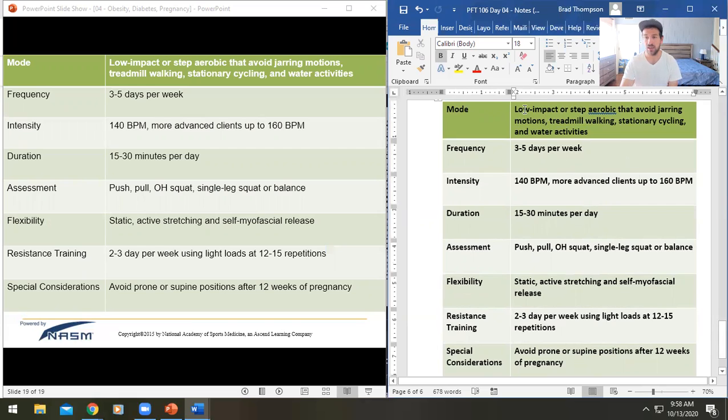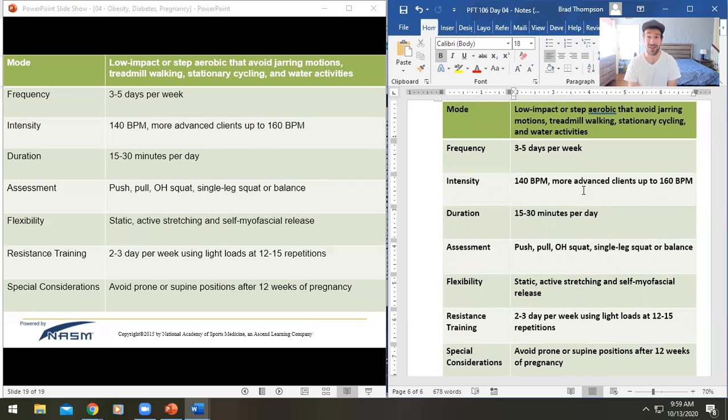Their mode, right? Light and low impact exercises or step aerobics, anything that avoids jarring motions. Box jumps, probably not your best friend during pregnancy. Treadmill walking, stationary cycling, water activities are great. A lot of times your pregnant clients are going to complain about impact and gravity and things like that. And so water aerobics are a super great way to take all that pressure off the joints.